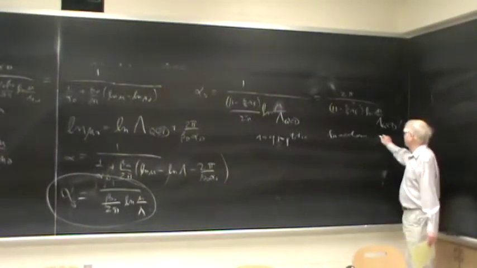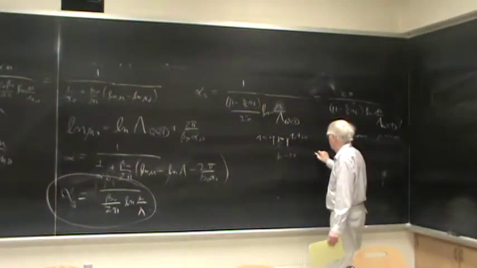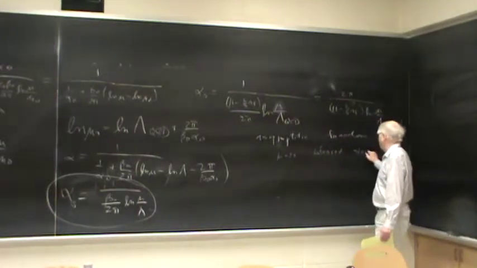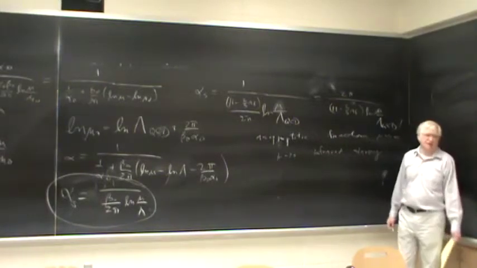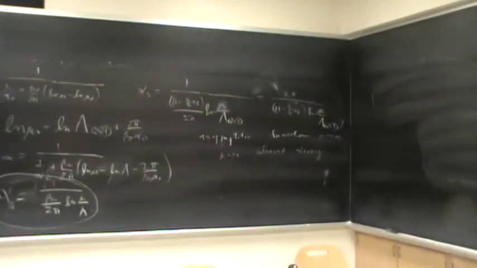So mu to infinity is that. Mu to 0 is infrared slavery. And that's again, I imagine, Sidney Coleman's. All right, so that's the end of the spiel about QCD, running coupling constant, that I forgot to do last time.